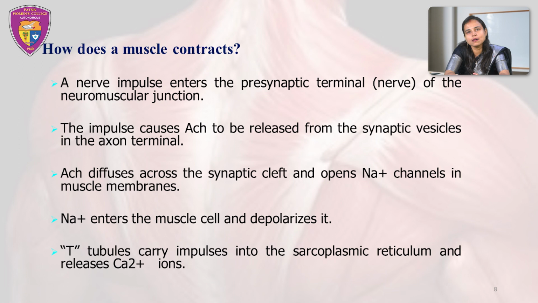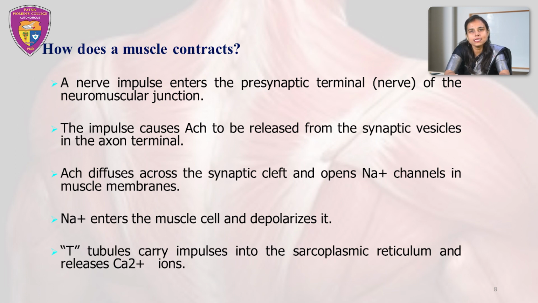Now, let us see the molecular mechanism behind the muscle contraction. As nerve impulses enter the presynaptic terminal of the neuromuscular junctions, the impulse causes acetylcholine to be released from the synaptic vesicles in the axon terminal. Then, acetylcholine diffuses across the synaptic cleft and opens sodium ion channels in the muscle membrane. Na+ enters the muscle cell and depolarizes it.